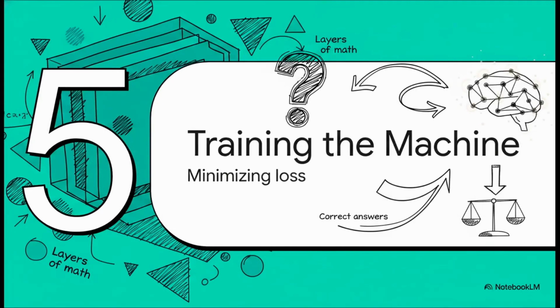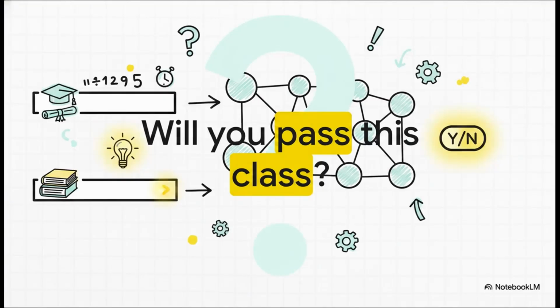Section 5, Training the Machine. Okay, so we have all of these stacked layers of math, but here is the million-dollar question. How do they actually learn to give us the right answers? Let's ground this abstract concept of training with a scenario we can all relate to.